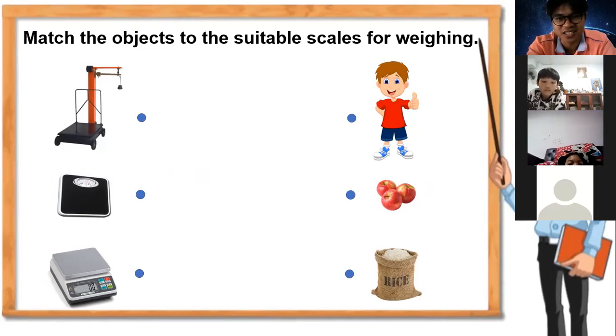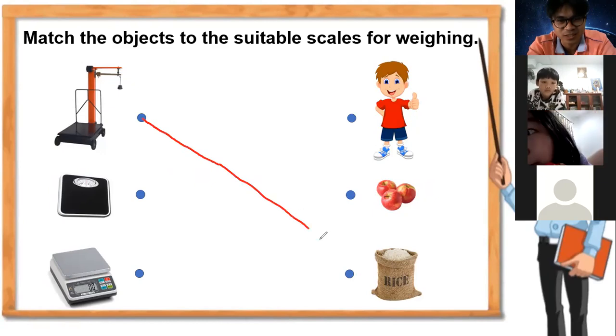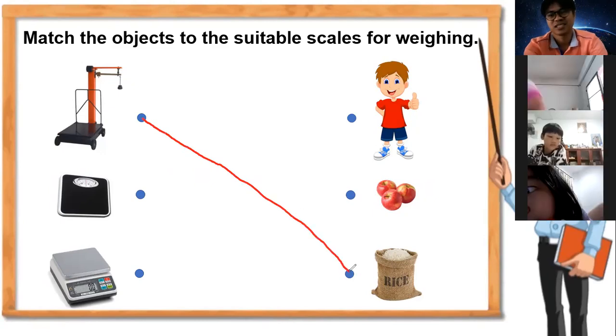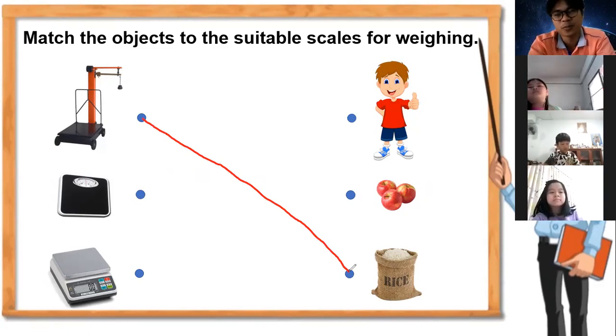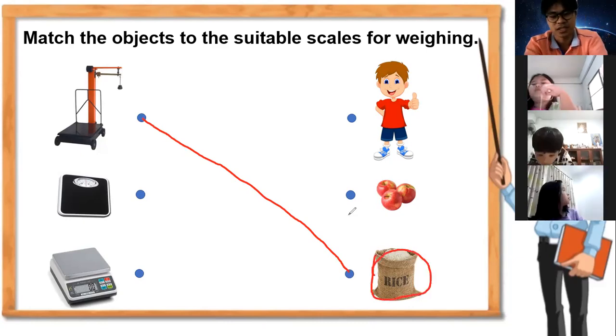Which one is the appropriate? This one, right? Rice. Yes. So this is the suitable, appropriate weighing scale to measure this object, this rice.